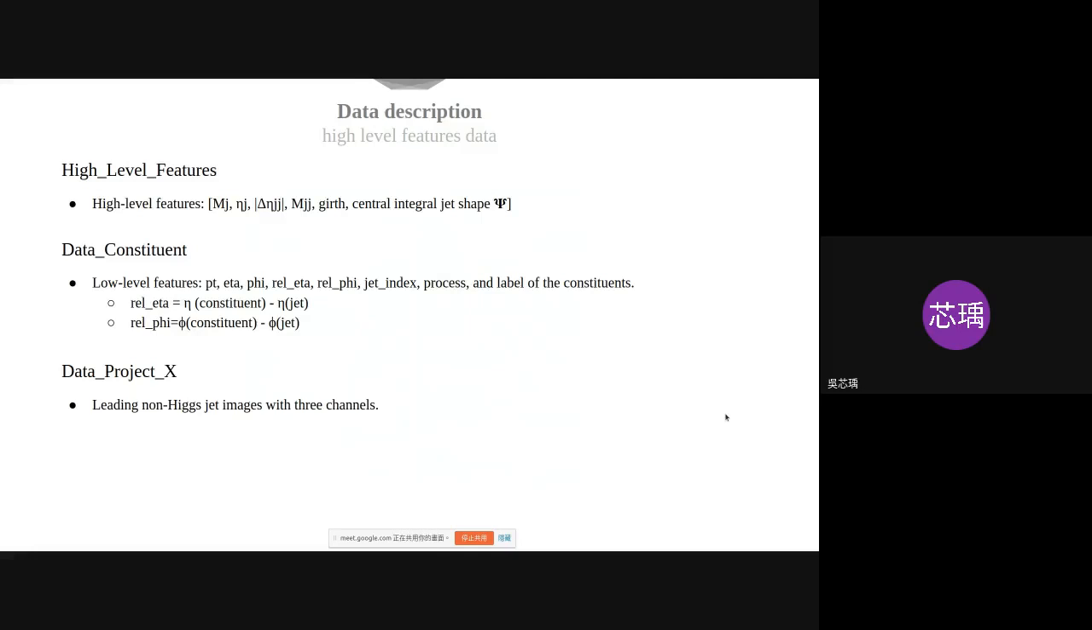And next is our data description. We have 3 major groups of data, which are low-level feature, high-level feature, and data project. The low-level feature is a more primitive physical quantity that contains the momentum, the direction of particle motion. Then the high-level feature is obtained by taking the low-level feature and doing the calculation. And the third part of data is leading non-Higgs jet image. Image shows the eta and phi of jet. And next part is my partner.